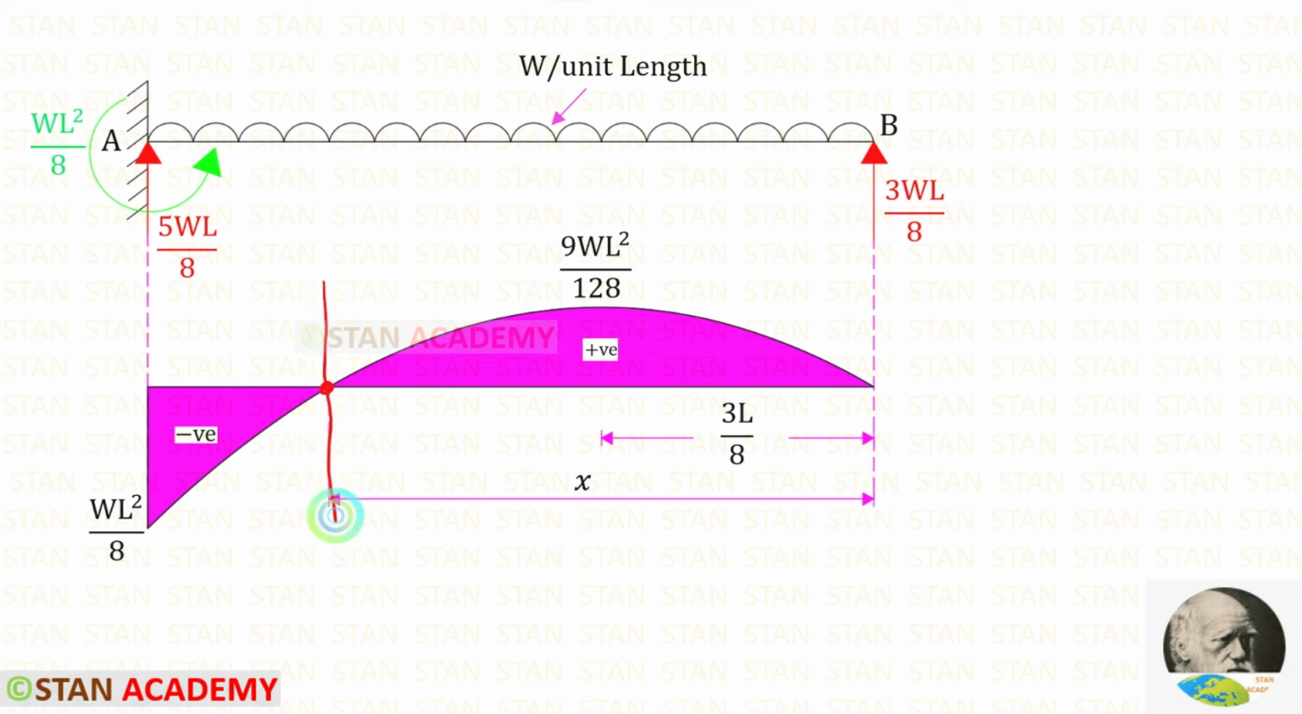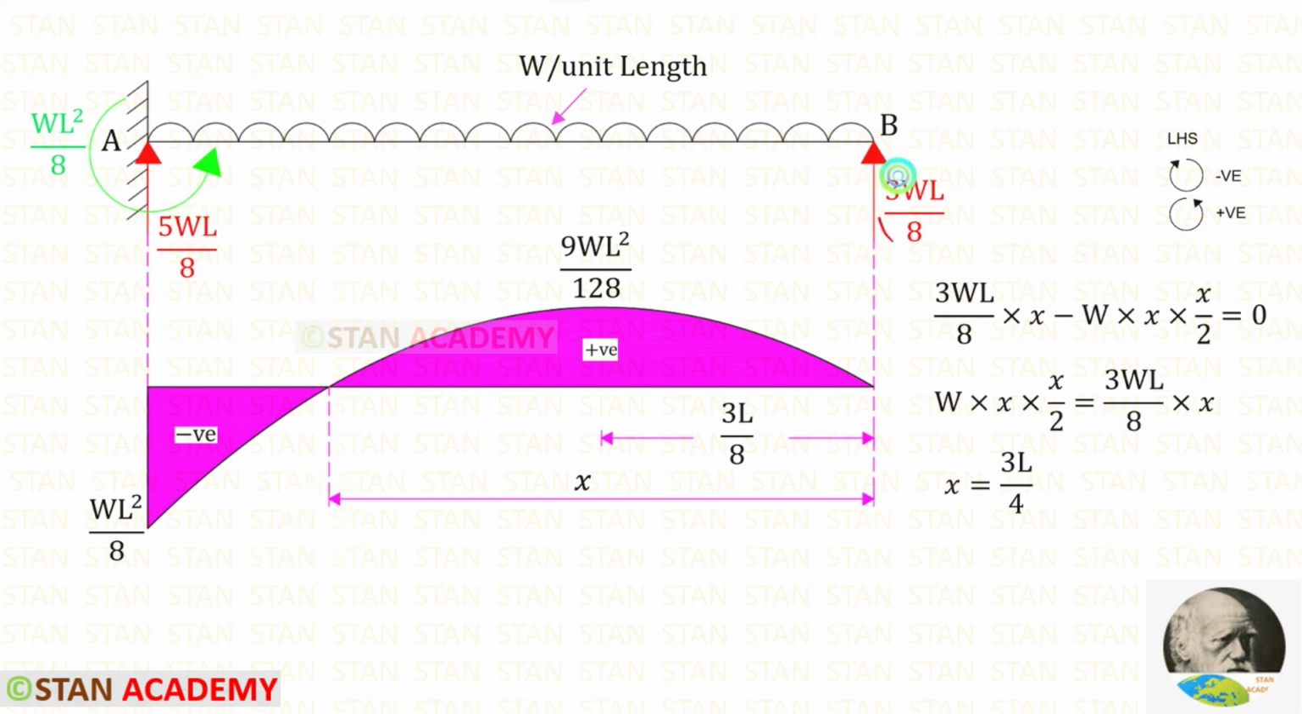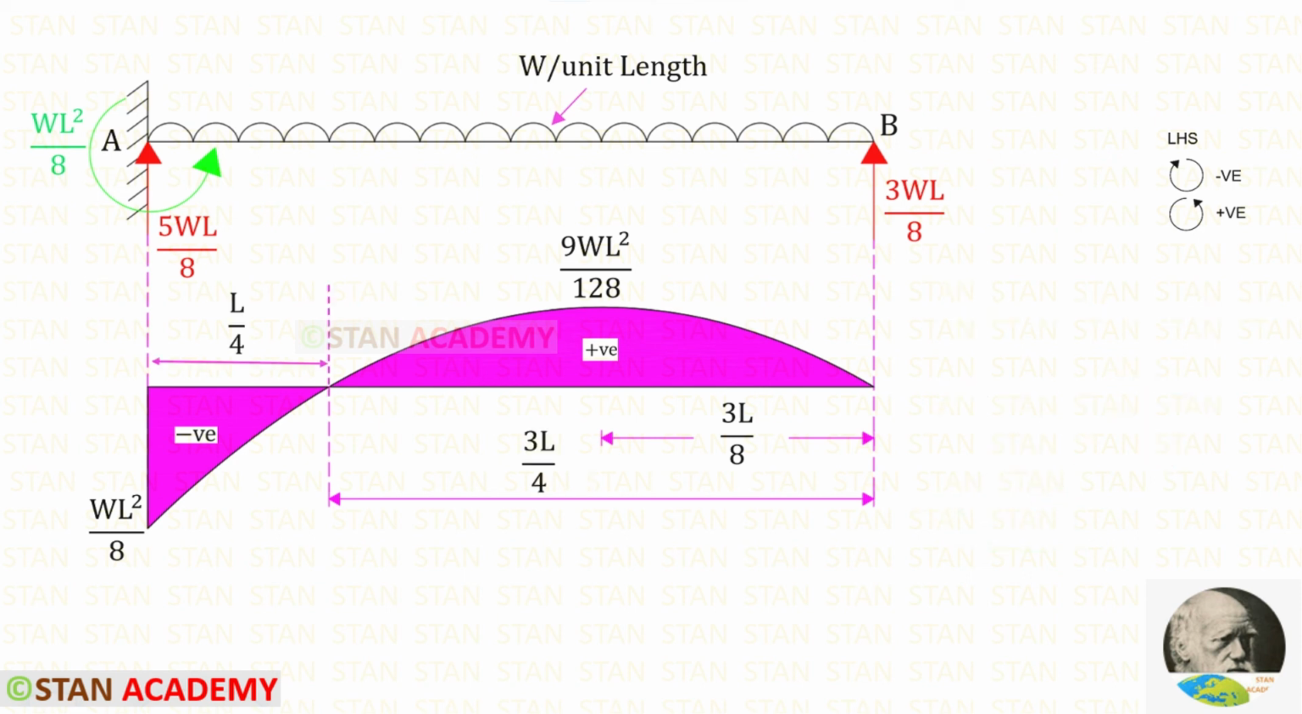Let us make a section at this point at a distance of x from the point B. Let us find the moment in this section. This reaction is acting in the anti-clockwise direction so it will be positive, and the distance is x. The uniformly distributed load is acting in the clockwise direction, so it will be negative, and the distance is x, so x into x by 2. We can eliminate x, also W. 4 2s are 8. So for x, we have got 3L upon 4. We have got this distance from the point B.